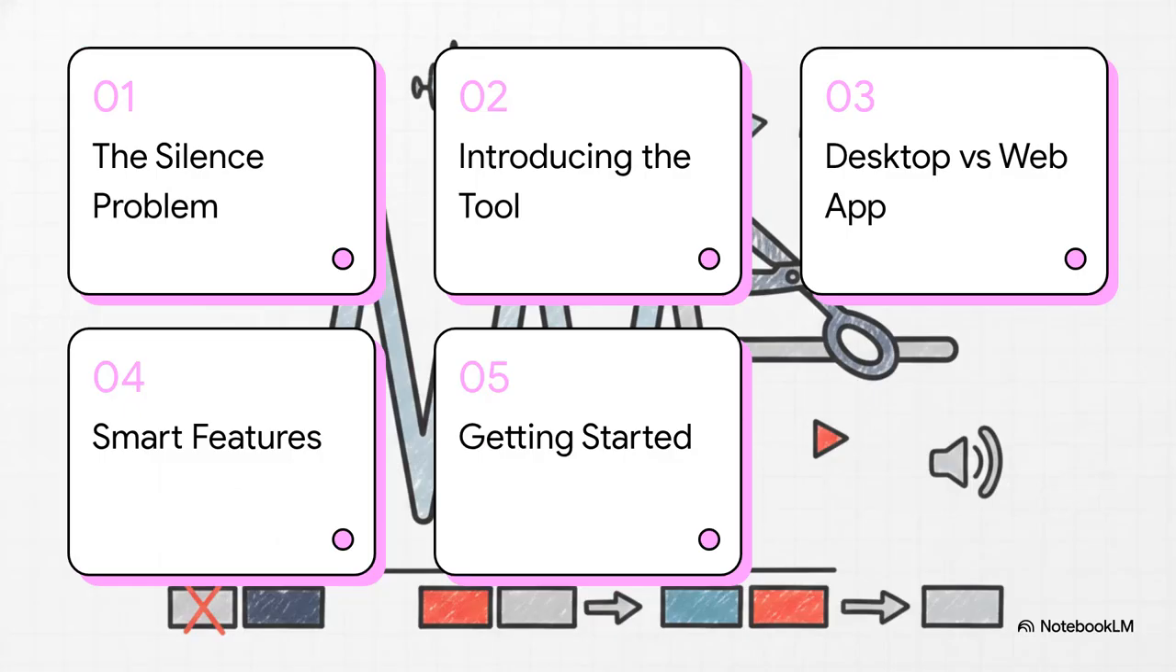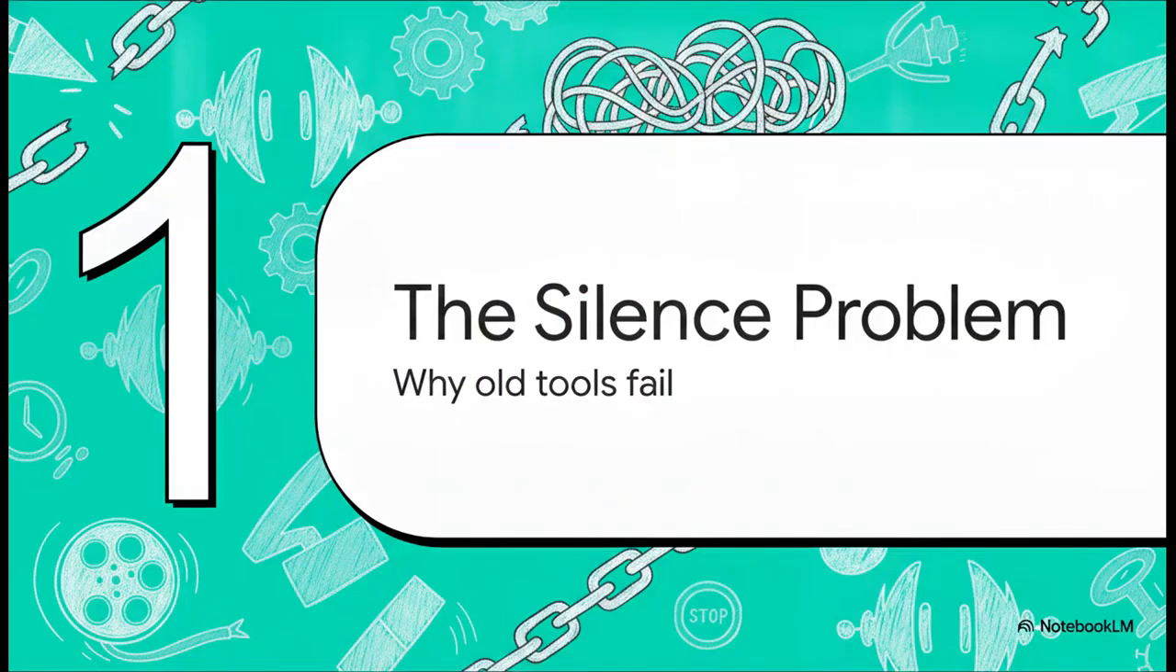Here's our quick roadmap for today's explainer so you know exactly what we're covering. First, the awkward silence problem. Second, introducing silence remove. Third, desktop app or web app. Fourth, engines and smart features. And finally, getting started today. Okay, let's dive right into section 1, the awkward silence problem and why old tools fail.